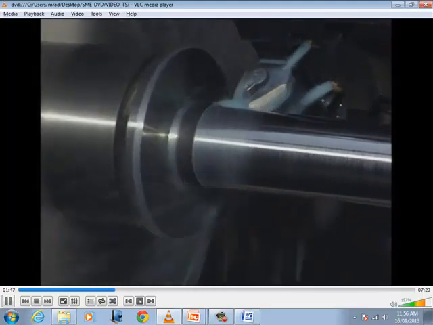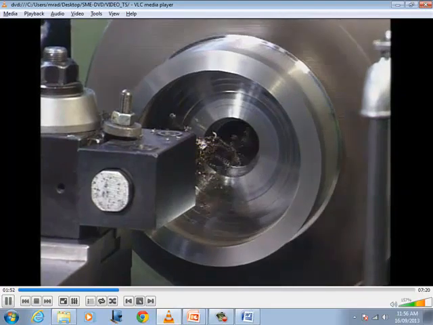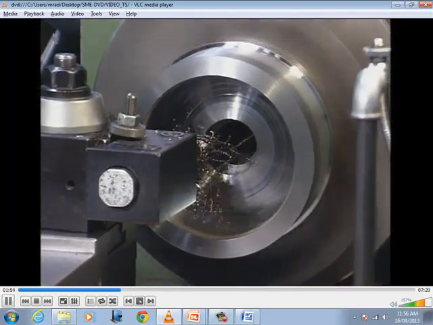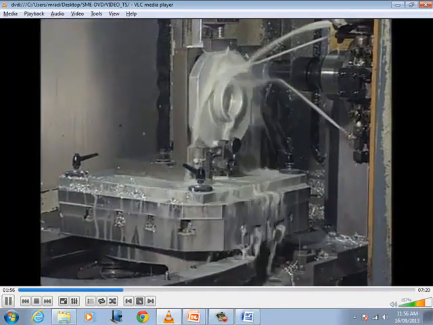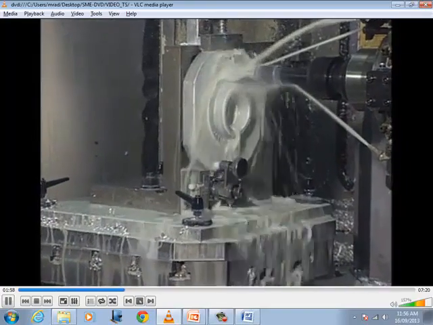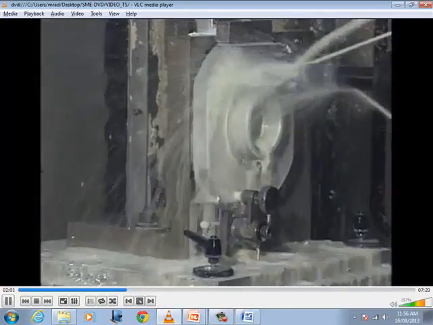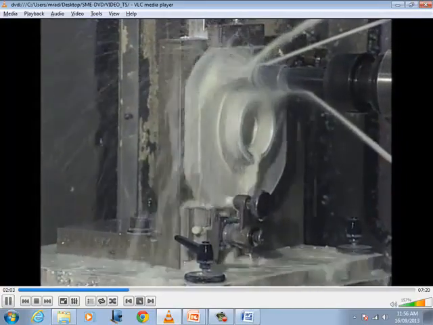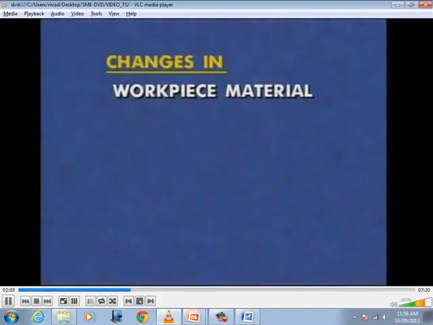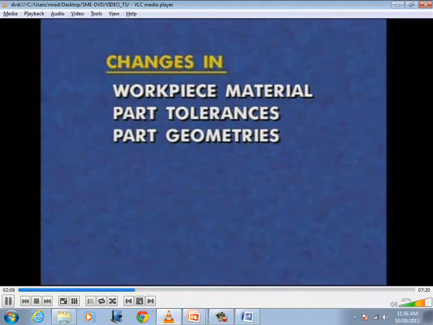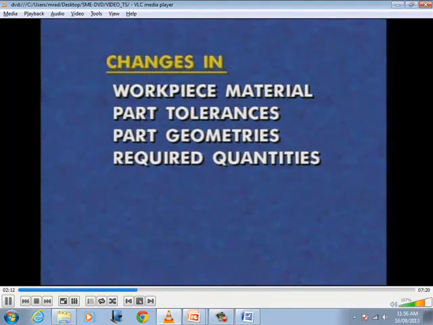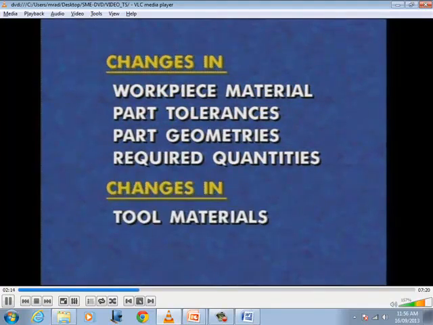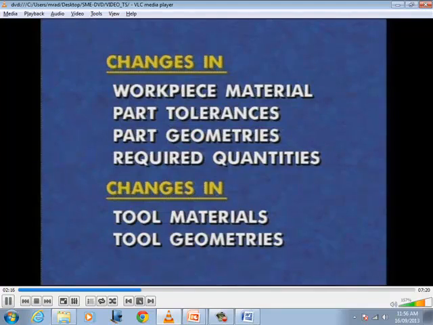The machinist also needs to know whether the workpiece material breaks into short chips easily, or whether it tends to flow into long, hard-to-break stringy chips. Also important is the part's work-holding setup, which properly orientates and holds the workpiece, and the power and speed capacity of the machine tool. Changes in the workpiece material, part tolerances, geometries, and quantities required often demand corresponding changes in the tool materials and/or tool geometry selected.